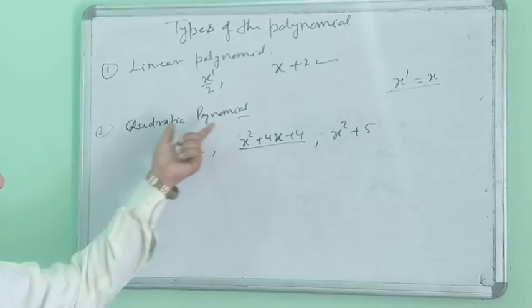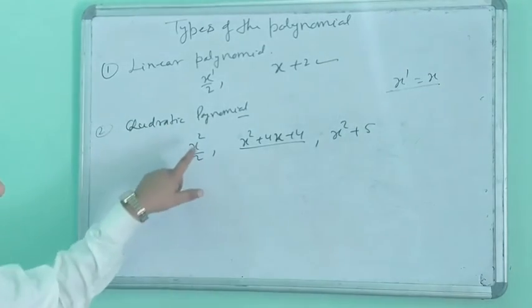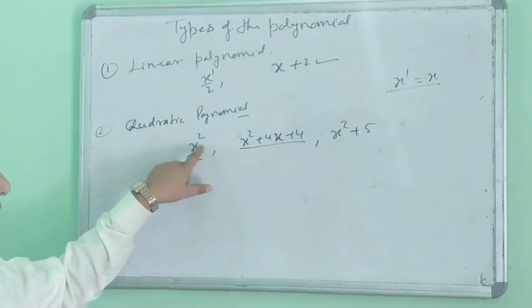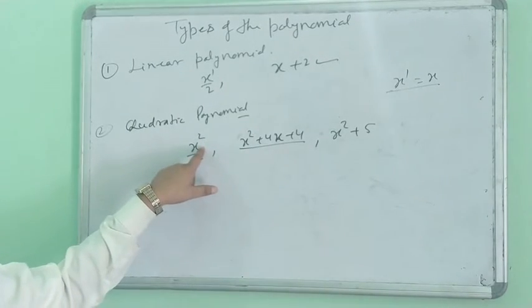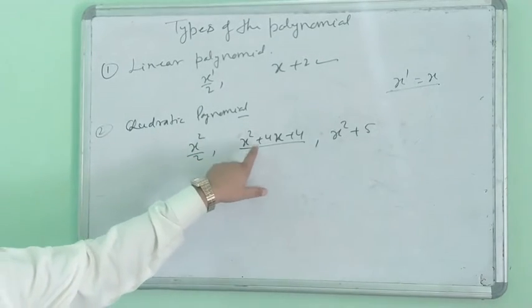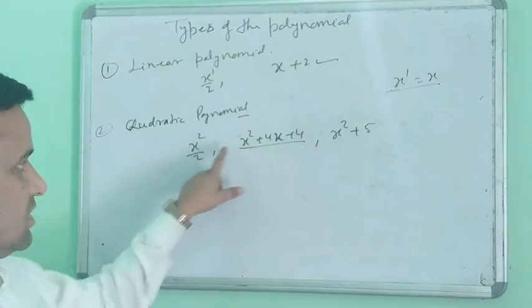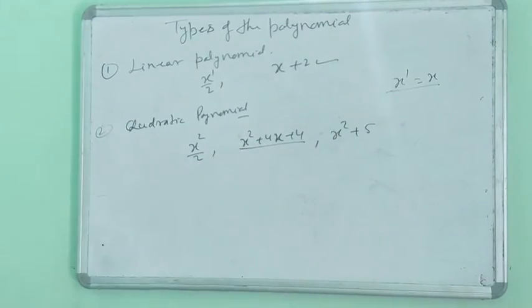These are quadratic polynomials because the variable has power 2, the highest power is 2. What is the highest power here? Highest power here is 2, here 2, here 2. So these are the quadratic polynomials.